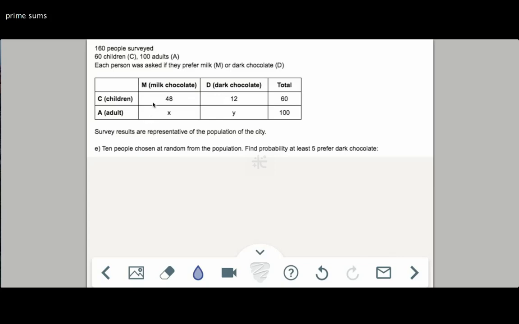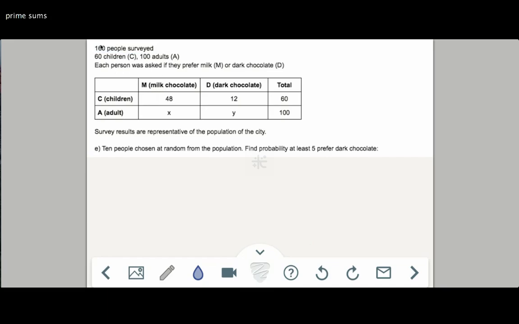Part E. Here we're told that it can be assumed that the survey results are representative of the population of the city, and that 10 people in the city are chosen at random. We have to find the probability that at least 5 prefer dark chocolate. When they say the results are representative of the population, basically these probabilities of the 160 people surveyed will be the same out of everyone in the city.